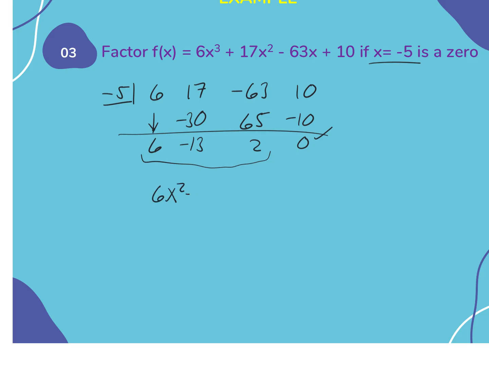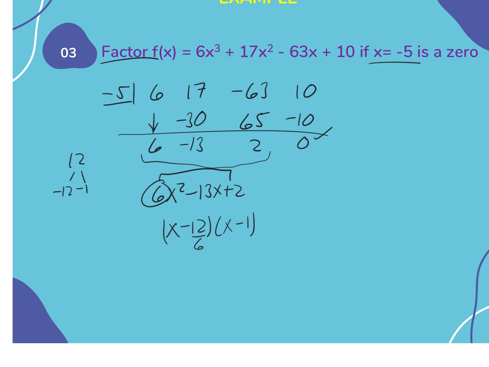So this is going to make a 6x squared minus 13x plus 2. We don't have to write the equals 0 because we're just asked to factor. And then let's do 3 times 2. So factors of 12 that add to negative 13 are negative 12 and negative 1. So I'm going to do x minus 12 times x minus 1, divide by 6. All right, and then we get x minus 2 and 6x minus 1.